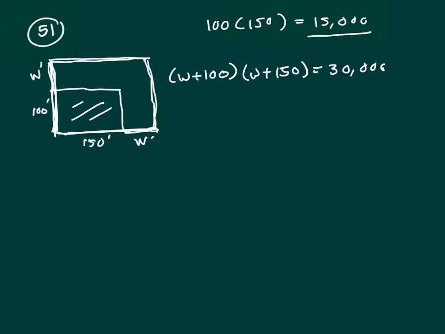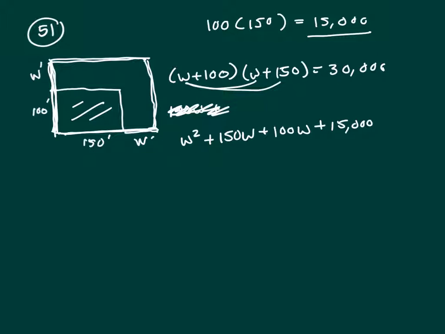So let's multiply this out. You're going to distribute the W. Excuse me, let me erase that. Got ahead of myself. W times W is W squared. W times 150 is 150W. And now distribute the 100. That's 100W plus 15,000 equals 30,000. And this is a quadratic equation because the highest exponent on the variable is a 2.